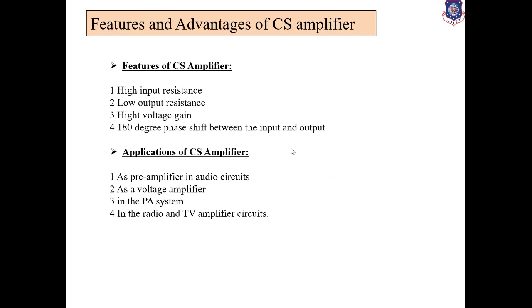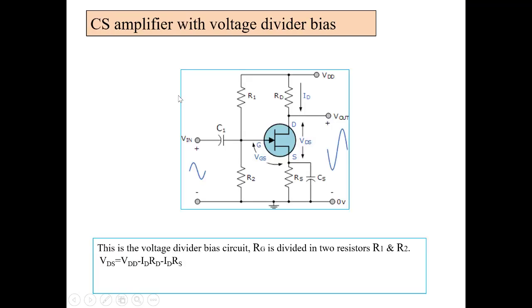Finally, let us discuss the features and advantages of the common source amplifier. Features of common source amplifier: high input impedance, low output resistance, high voltage gain, and 180-degree phase shift between input and output. So let us discuss all these features from the circuit diagram. First, high input resistance. What is the main importance of this high input impedance or input resistance? You can say the same thing.